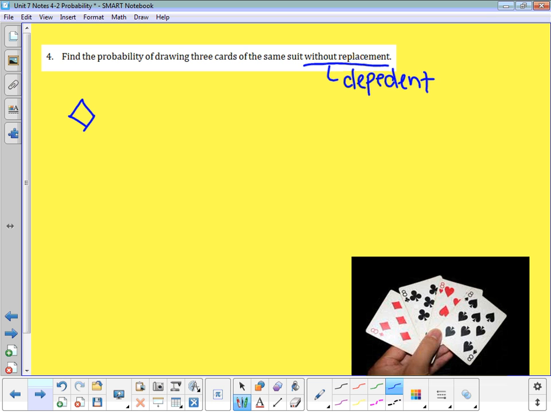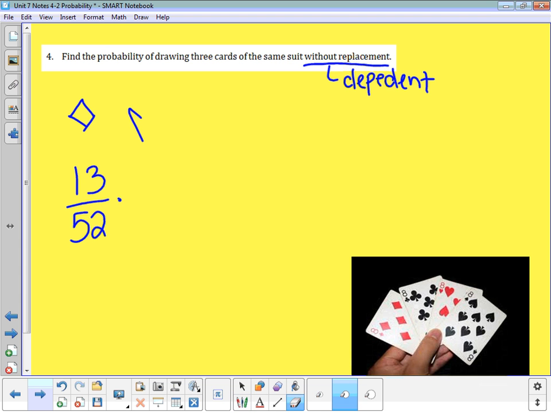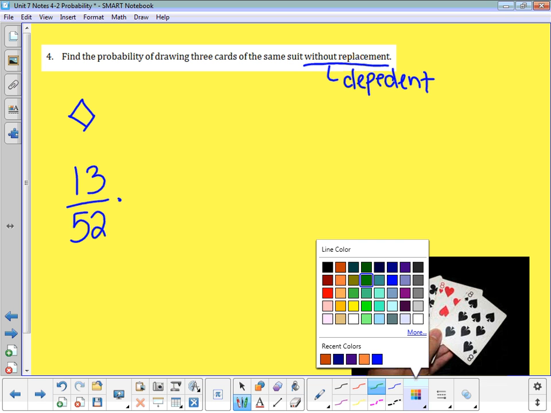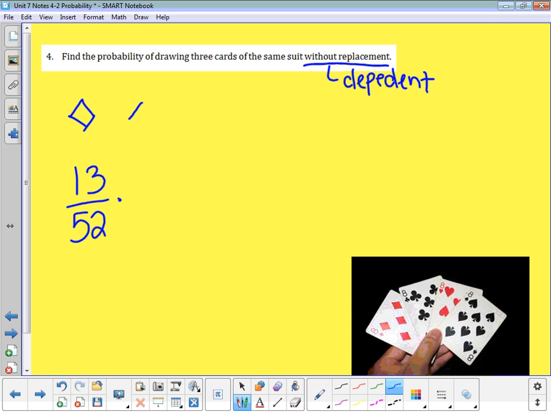We know that for any given suit, there's 13 cards of each suit out of the 52 total cards. If I want them all to be the same suit, I want to keep picking up diamonds. So that's what I'm going to keep doing. Here I'm going to draw a diamond. But if I've taken out 1 diamond and set it aside, my total has gone down, and I've also lost 1 of my diamonds. Now, next, I want to draw out another card.